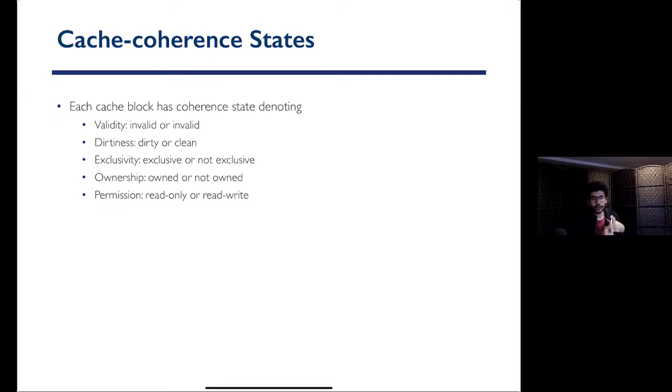So either you're the owner or you're not the owner. And it's different from exclusivity. You might have exclusive access to the memory, but not be the owner of that memory. And lastly, it's permission. Do you have read-only access to this memory, or do you have read and write access to this cache location? Cache block, sorry.